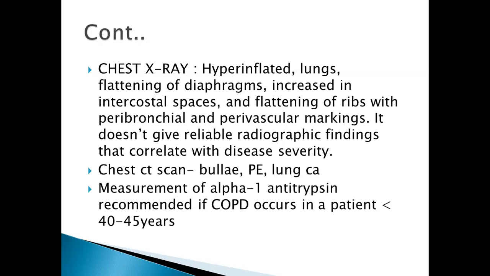And then you can also pick up a PE, as we know that the secondary polycythemia that develops from COPD means these patients stand a chance of developing PE from the hypercoagulable state that can arise from the secondary polycythemia. And then you can also use it to rule out other differentials such as a lung CA. And then you can also do a measurement of the alpha-1 antitrypsin, and it's usually recommended if COPD occurs in patients less than 40 to 45 years.